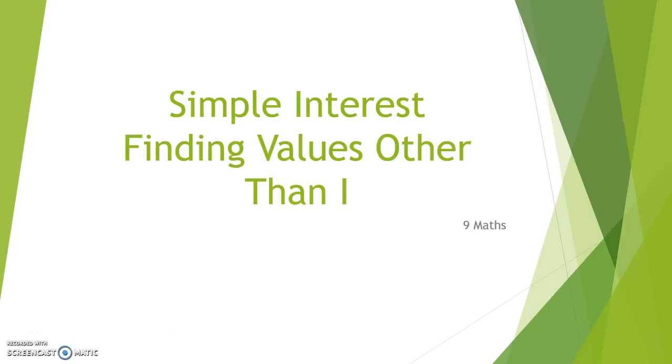So this is the third video we're going to look at with regards to simple interest. It's the last skill that we need to cover. That is what happens when we don't know one of those three variables: principal, rate, or time. That is, we're given the interest instead. So finding values other than I.